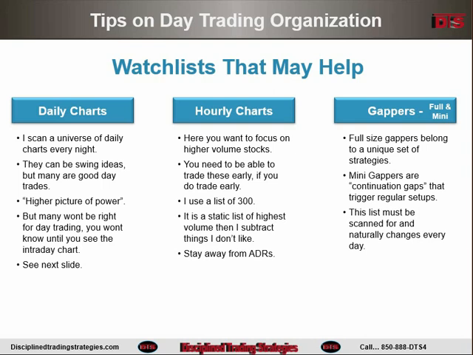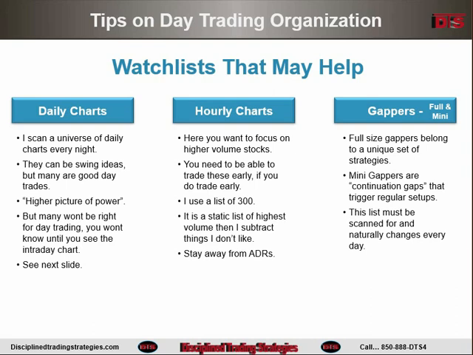Now, sure, some people set up scans and that, but I don't do that. I don't really like that. I go through and look at them all manually. And from my daily chart scan, I'll probably pick out anywhere from 6 to 20 stocks. And then I'll put that on a list, daily bullish and daily bearish. You'll see it in a minute.